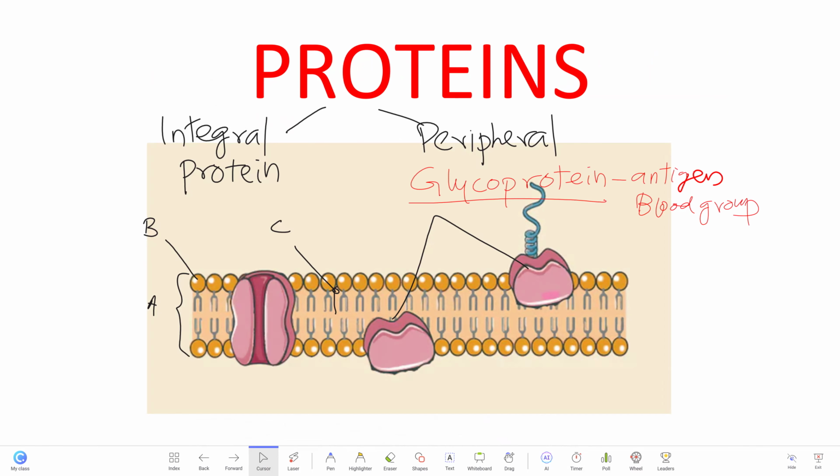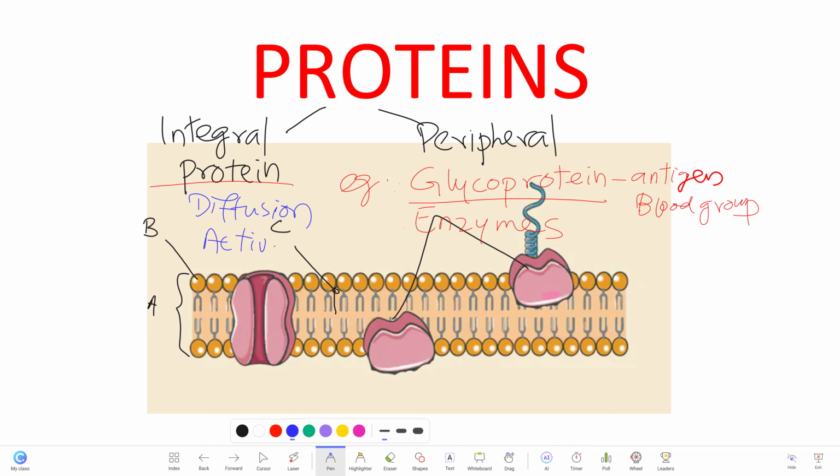Okay, second part. Some of them, peripheral proteins, function as enzymes. These are examples of peripheral protein. What's the function of integral protein? What do integral proteins do? Transport. Okay, integral proteins perform diffusion and active transport. Diffusion and active transport.